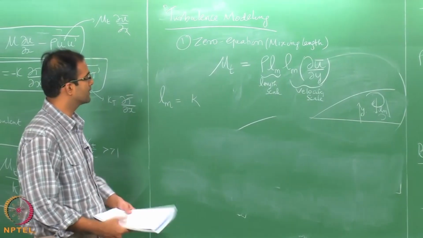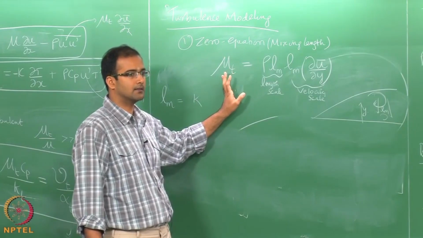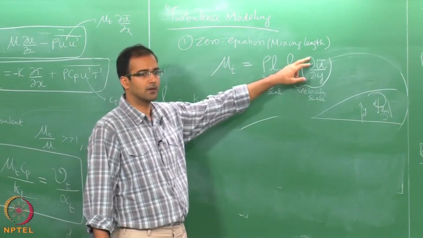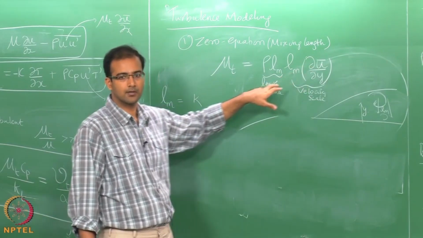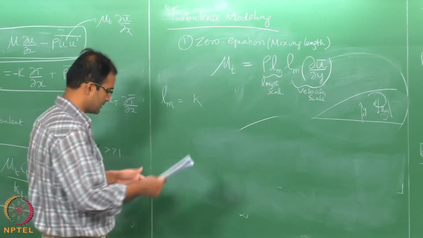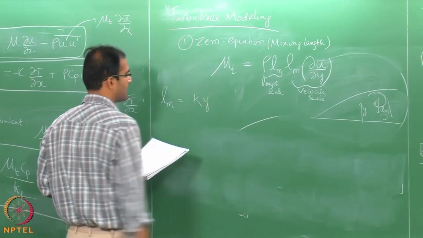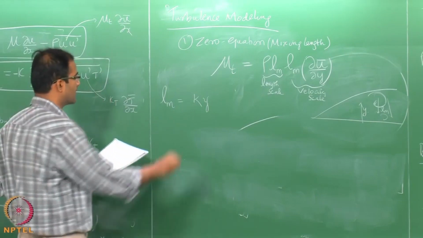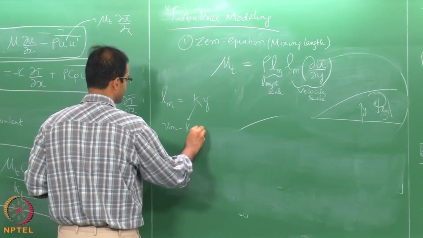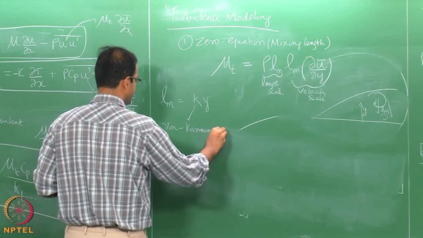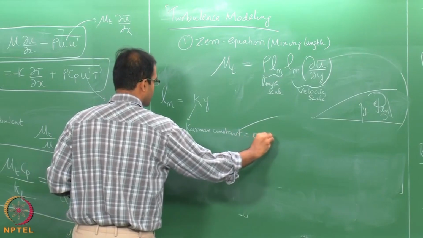Now that we have closed it, in the zero equation model we have closed the turbulent viscosity to be a function of the mean velocity. The only unknown is the mixing length. So, he is giving an empirical correlation for mixing length, which should be some constant times y. What is this constant? This is called the von Karman constant, which is equal to 0.41.